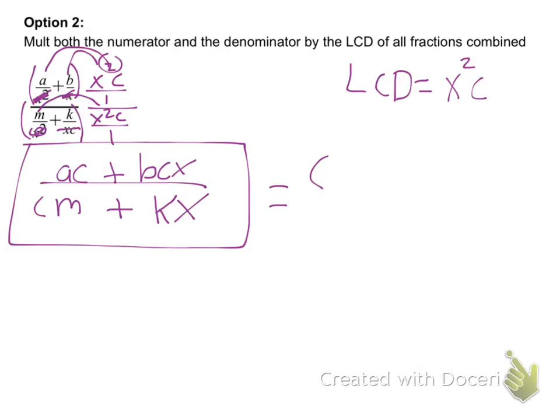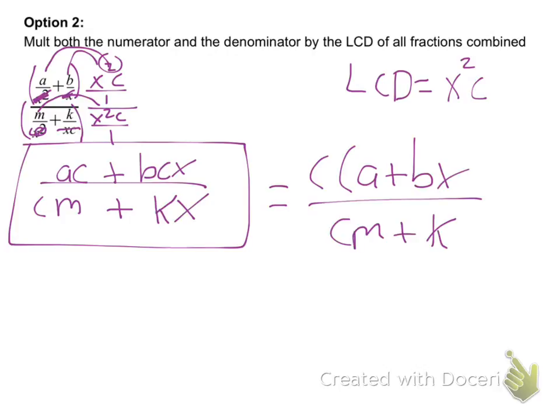You could write it as c times a plus bx all over cm plus kx. There's no point to that. That would just kind of show that you're able to factor it off, but at this point you can't do anything with it, because that's the only thing you can pull out of any of those. Right. Okay?